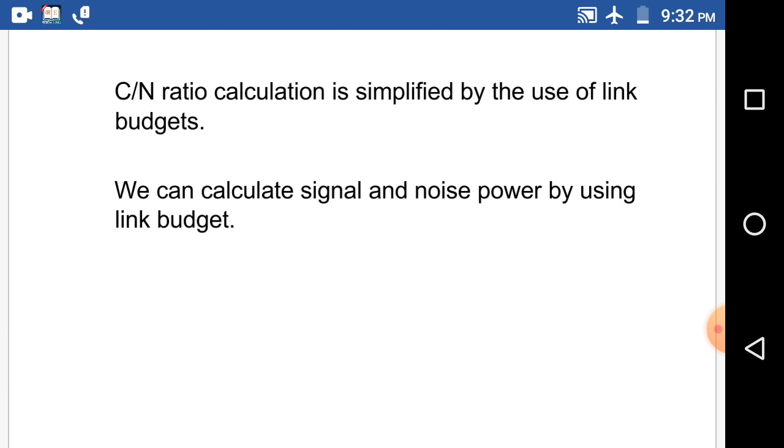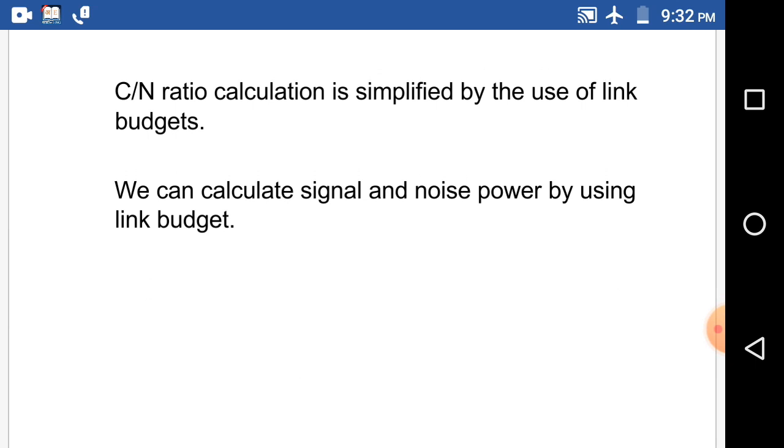In satellite communication, all of you know the meaning of uplink and downlink. The communication between transmitter and satellite is known as uplink, and communication between satellite and earth station, that is the receiver, is known as downlink. Today we are going to cover downlink.